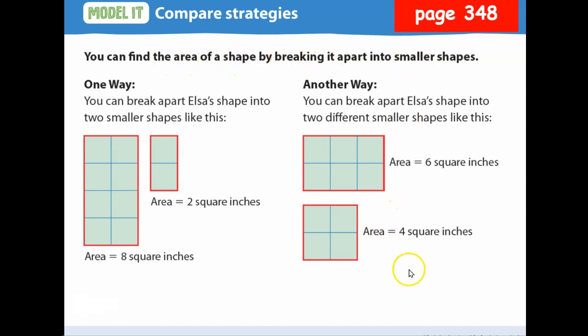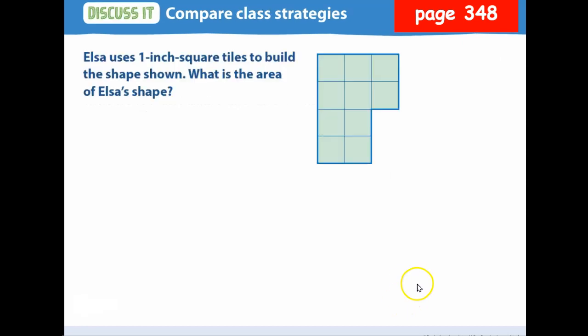So this shape right here, okay, they broke it apart. They did this, okay, and they did this. Okay. So the area for this one down here is going to be 2 times 2, which is 4. And then the area for the top one is 2 times 3, which is 6. Okay. And then 6 and 4, when you add them together, is 10.